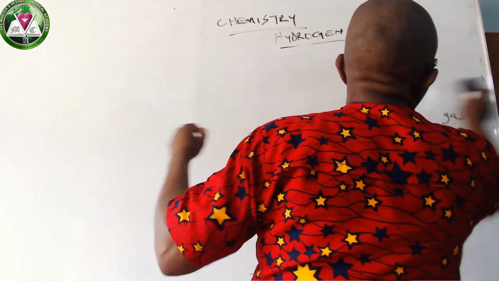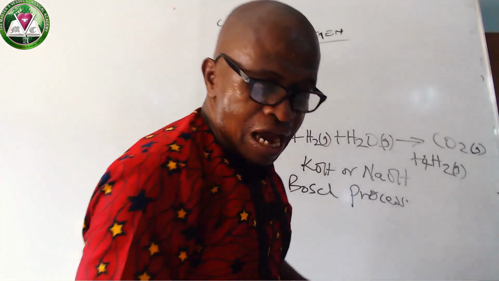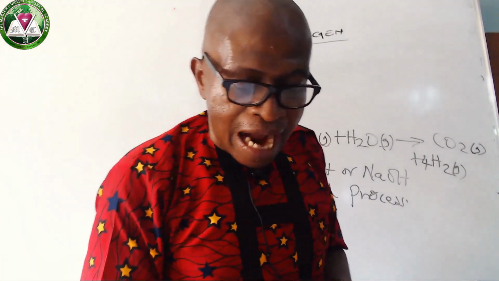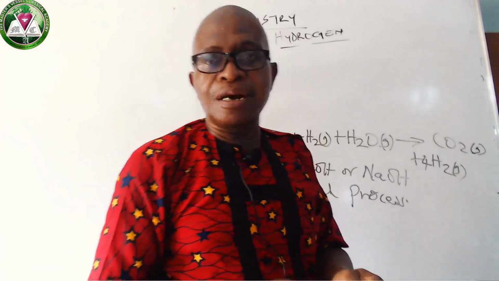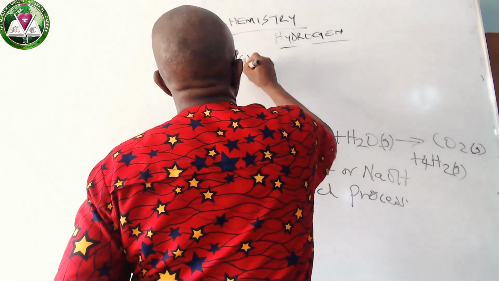Number 2 method of producing hydrogen is by action of steam on hydrocarbon. By action of steam on hydrocarbon.